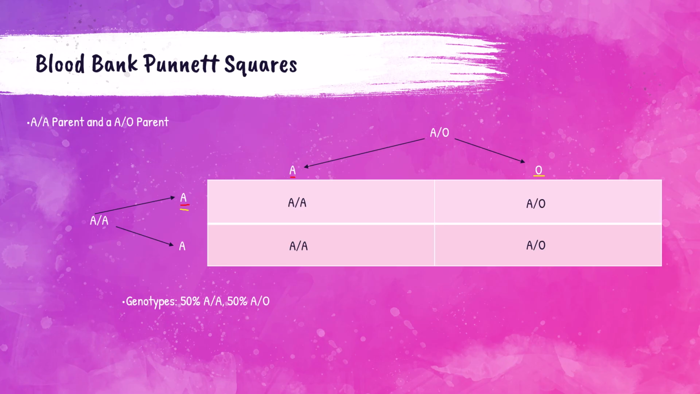What are the phenotypes? Think back to our pug scenario where the phenotypes were black or fawn. What are the phenotypes here? Are they group A? Are they group B? Are they group O? Are they group AB? Right? So all of these resulting offspring are going to be phenotypically expressed as group A. So 100% of them are group A.